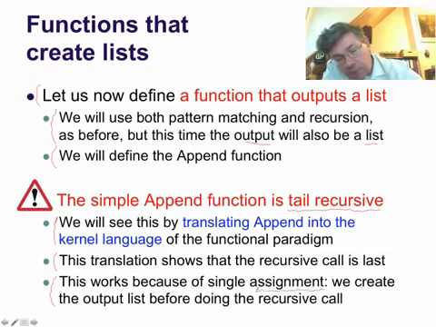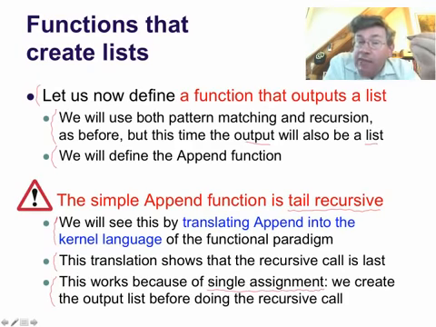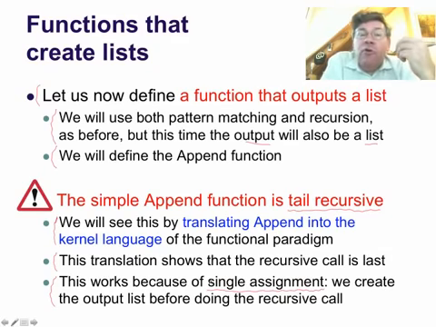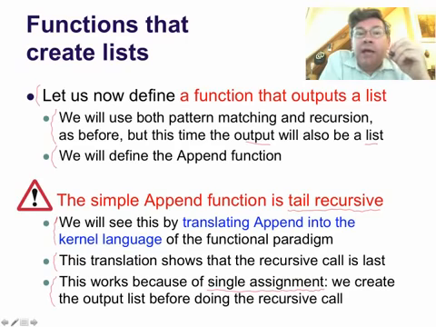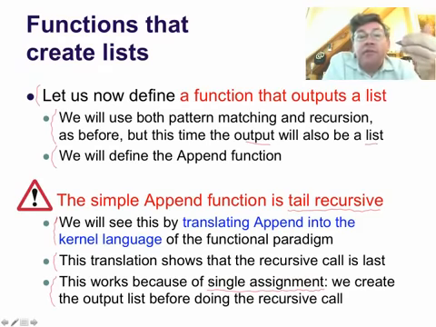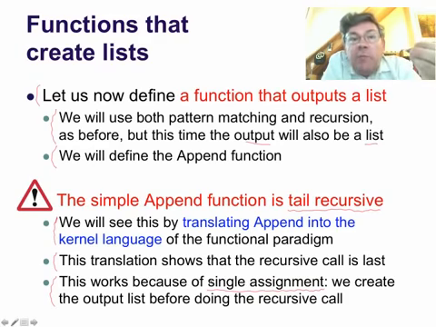So single assignment means that we can create the output list, which is an unbound variable, before doing the recursive call, and it will be bound in the recursive call. And this is a crucial advantage that we get from single assignment. It's the first of several important advantages that we will get from single assignment.